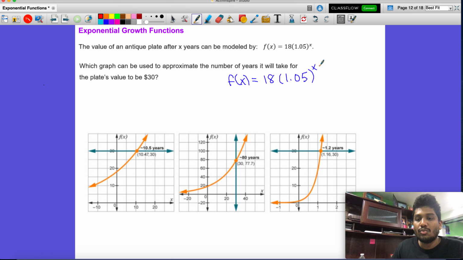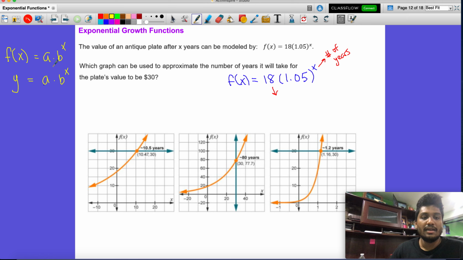So the first thing is, what does x represent? x represents the number of years. Great. What does the 18 represent? Now think back to what the general equation was: f of x, or y, is equal to a times b to the x. So these are exactly the same thing. Look at the placement. We have 18, and then we have this b to the x.